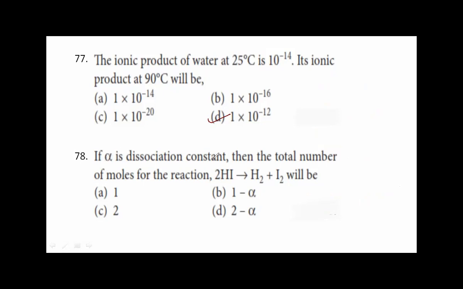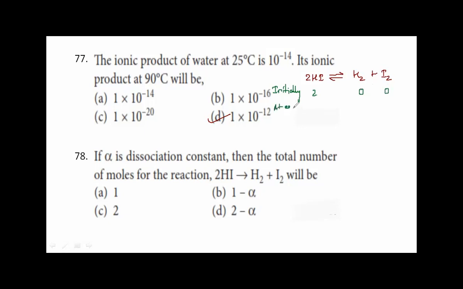If alpha is the degree of dissociation, then the total number of moles for the reaction 2HI gives H2 plus I2 will be? So alpha is what they have said, the degree of dissociation. So I will write here, the reaction is given: 2HI gives me H2 plus I2. Yes. So here, initially, how many moles are there? There are 2 moles here. And this is 0 because the reaction has not started.